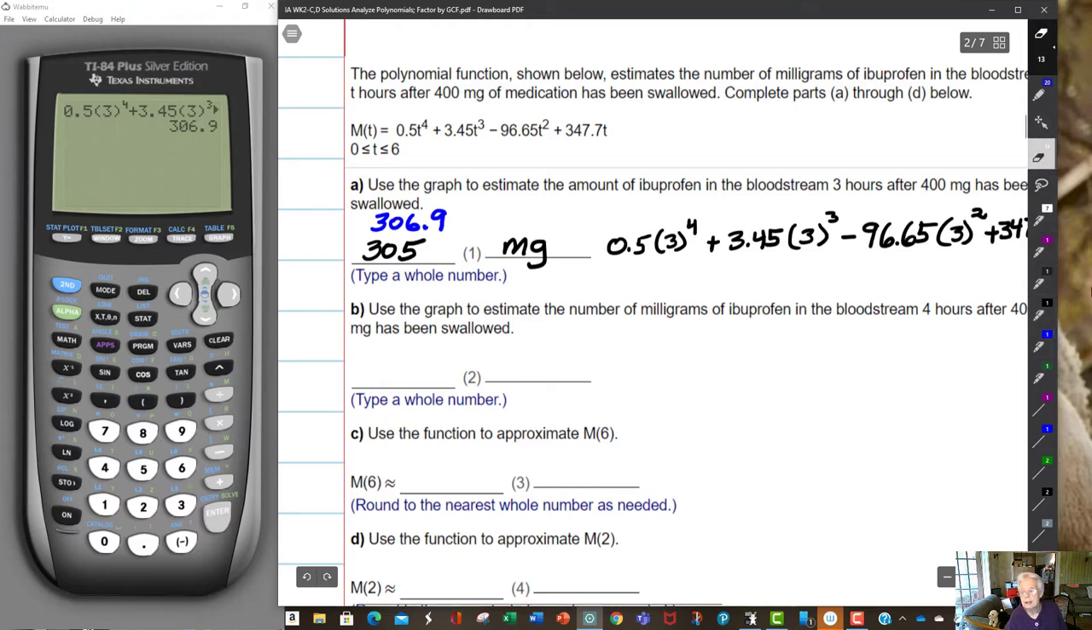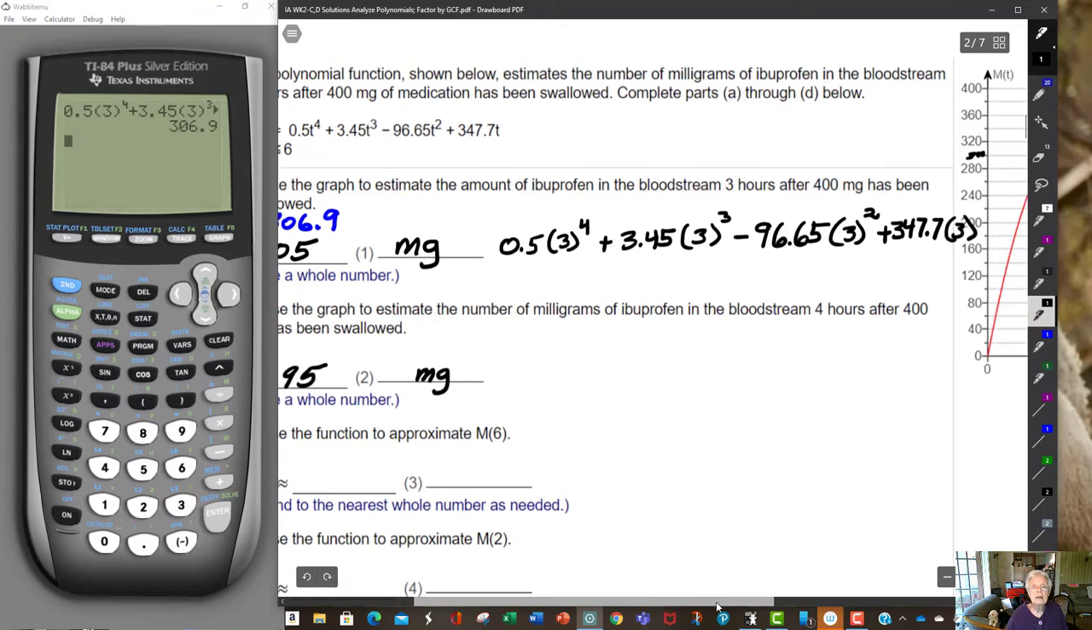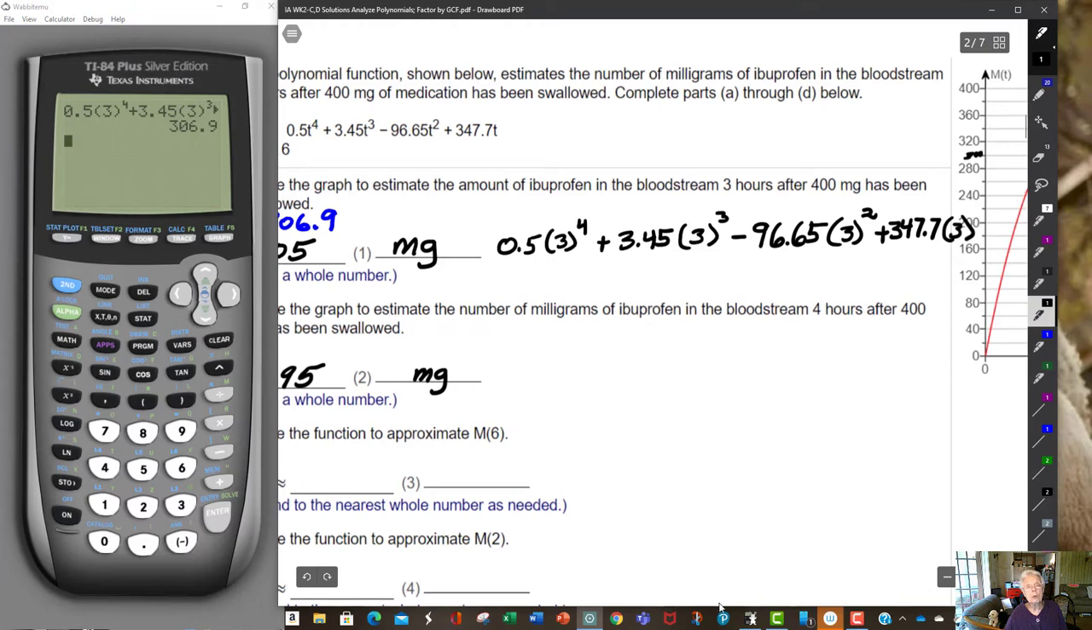I want to write in black. 195. These are my estimates, milligrams. We'll come back and check on it later. Use the function to approximate M of 6. M of 6 means the amount of ibuprofen in the bloodstream after 6 hours.